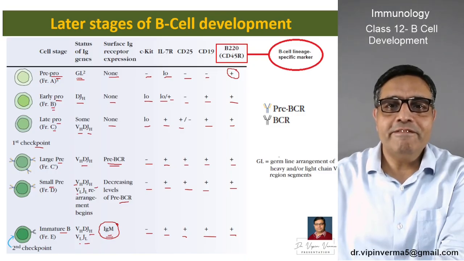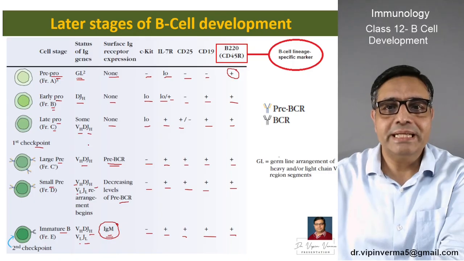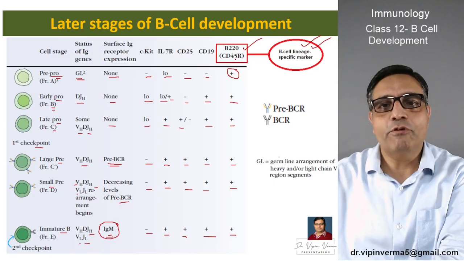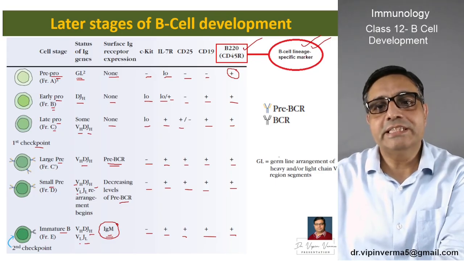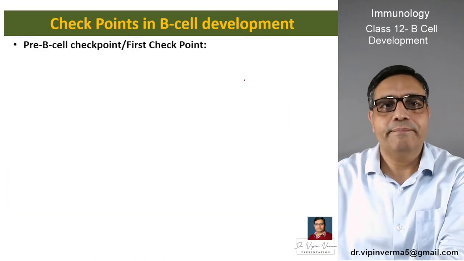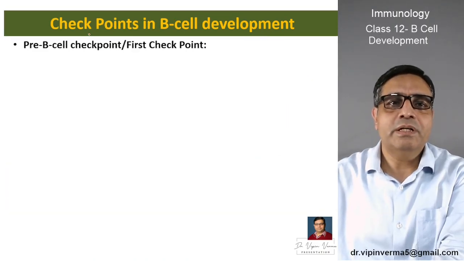Now if you look among all the markers, B220 or CD45 is present in each and every stage, starting from the pre-pro to the immature B cell. And that's why this is a very reliable B cell lineage specific marker. B220 CD45R is a B cell lineage specific marker because it is present during all the developing stages in B lymphocytes. Correct?